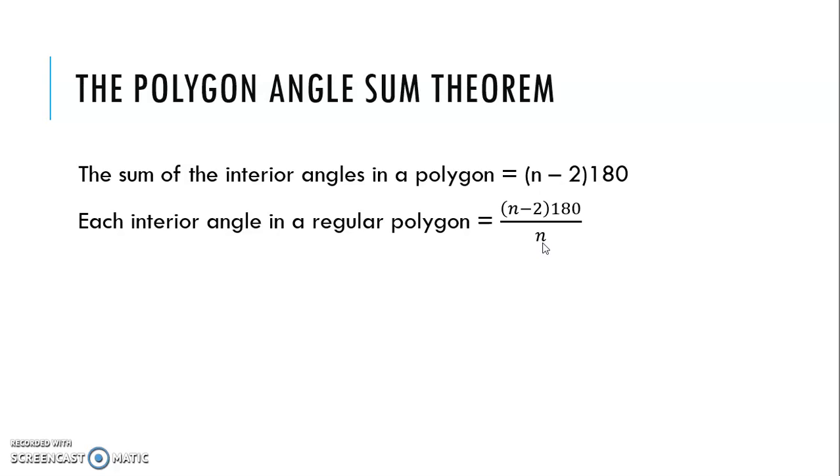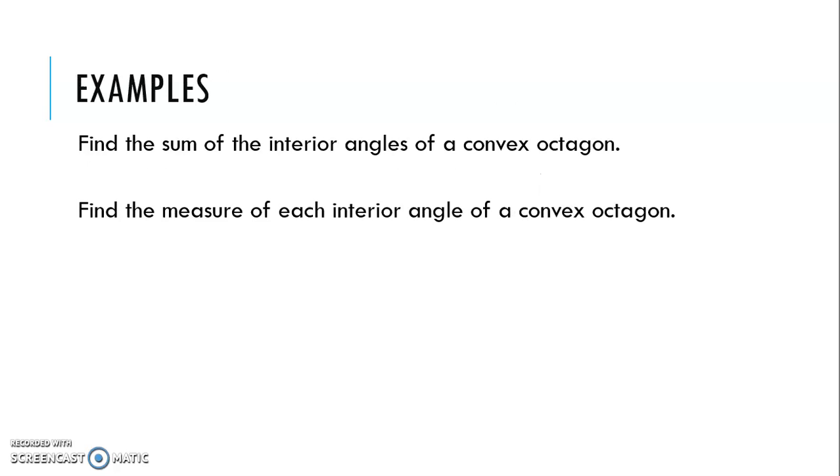So let's see some application questions of this. In this example, you're asked to find the sum of the interior angles of a convex octagon and then find the measure of each interior angle of that convex octagon, assuming that it is regular. So pause the video, find each of those measures, and then press play to check your answers.